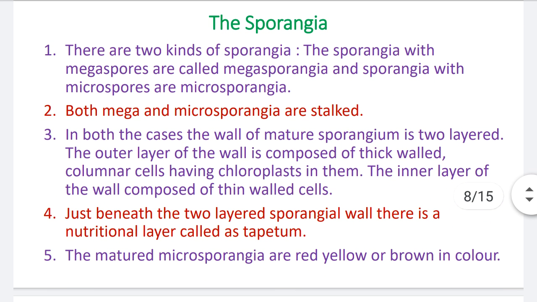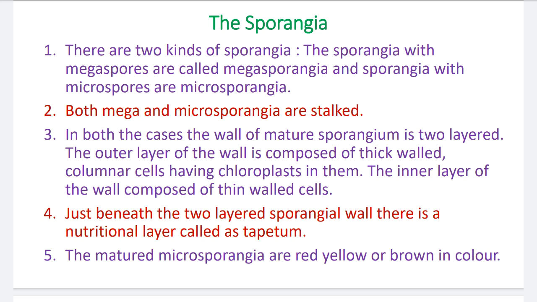Now the sporangia. Point number 1, sporangia means spore producing structures. There are two kinds of sporangia. The sporangia with megaspores are called megasporangia, and sporangia with microspores are called microsporangia. Number 2, both mega and microsporangia are stalked. These megasporangia and microsporangia have a small stalk, with the help of which they are attached to the sporophylls.